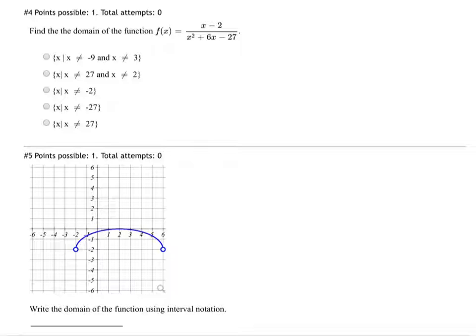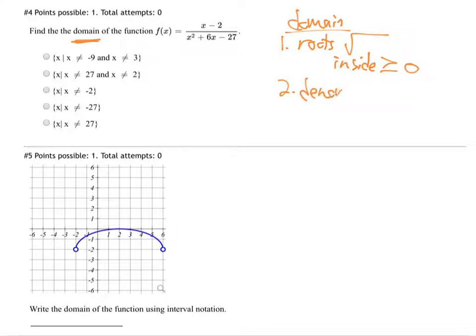So how about here, another domain question. For domain, there's two things we look for. Number one, does it have any roots, you know, square roots? If so, we say inside, you've got to be greater than or equal to 0. You can't be negative. Secondly, does it have any denominators? If so, we say denominator cannot equal 0.